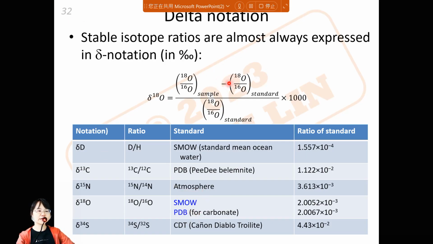You first calculate the difference in ratio, and then you calculate the relative difference by dividing the difference by the ratio of the standard. And because the difference, the value here, is usually very small, like 0.99901 or 1.00008, because the difference is so small, we will multiply by 1,000 to enlarge the difference, to make it more readable. So that's the reason why we use the unit per mil.